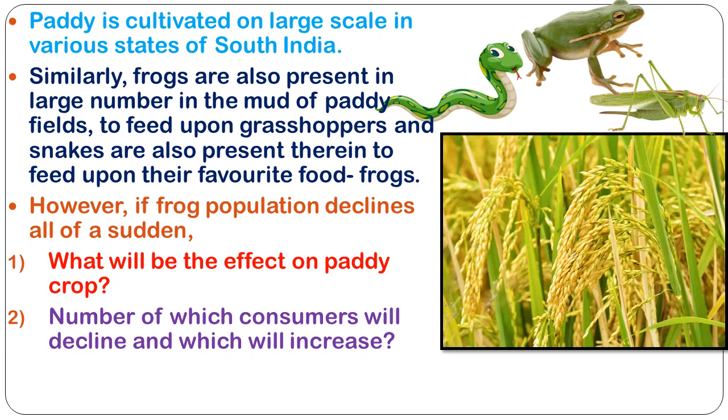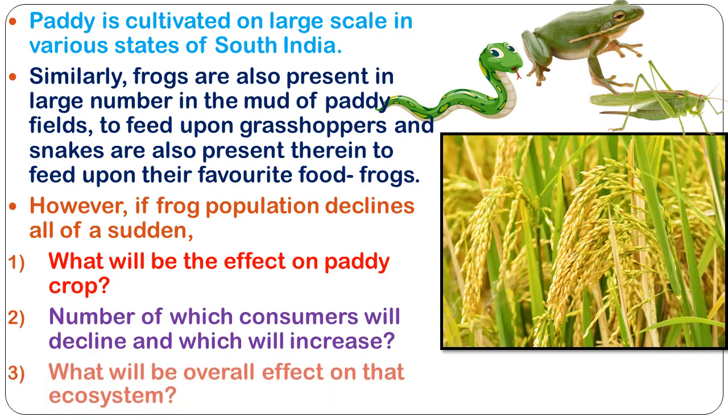So students, if the frog population decreases, the number of tertiary consumers, that is snakes, will decrease, and the number of pests or insects, that is grasshoppers or primary consumers, will increase. But the tertiary consumer will decrease. Why? Because if no frogs are there, then the tertiary consumer snake will also decrease.